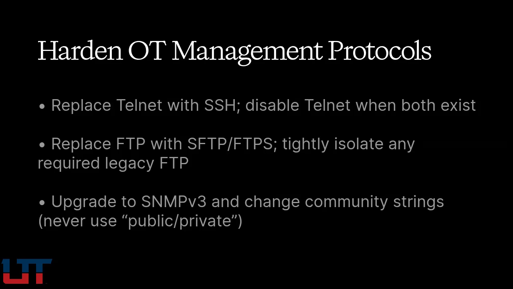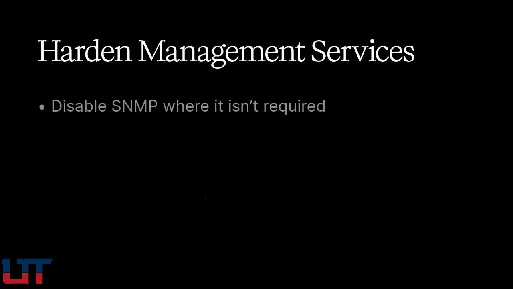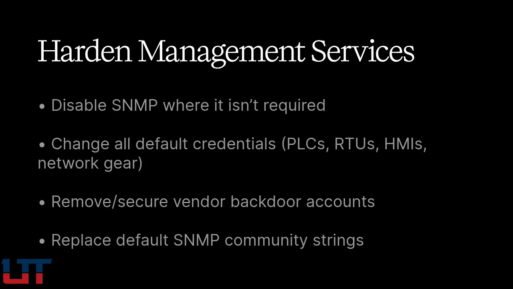Replace FTP with SFTP or FTPS wherever the device supports it. If FTP is required for legacy equipment, isolate those FTP sessions to a dedicated, tightly controlled path. Upgrade SNMP to version 3 wherever possible. Change all SNMP community strings from the defaults, public and private. They should never appear in your OT environment's SNMP configuration. Disable SNMP on devices that don't need it.